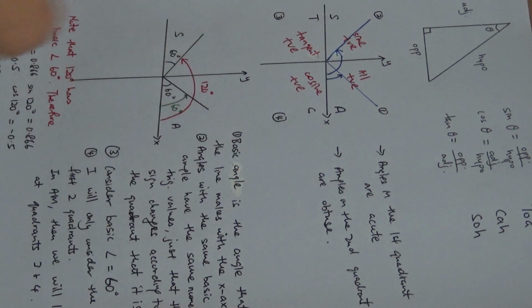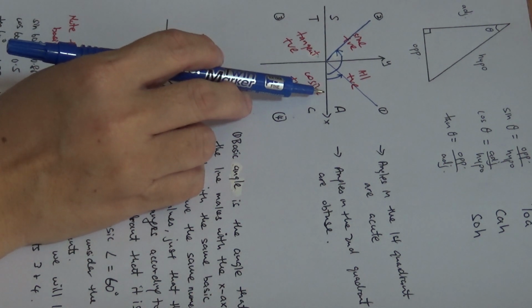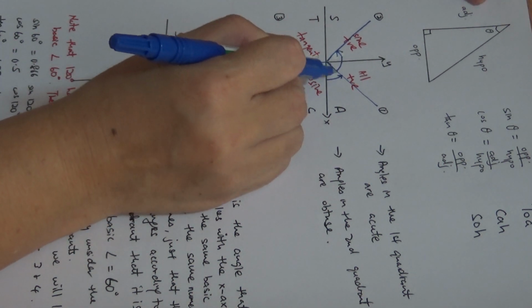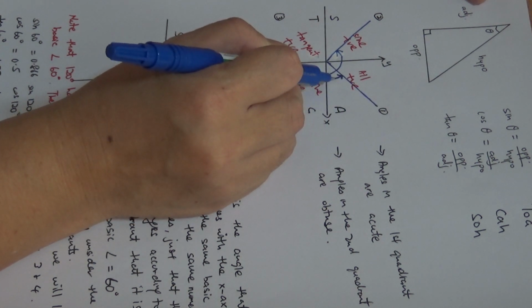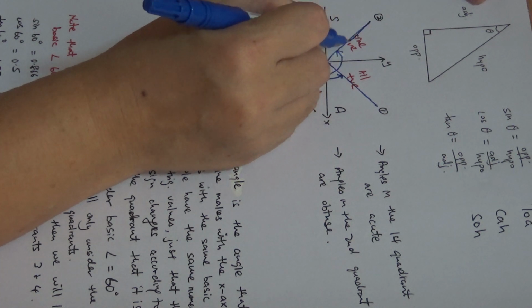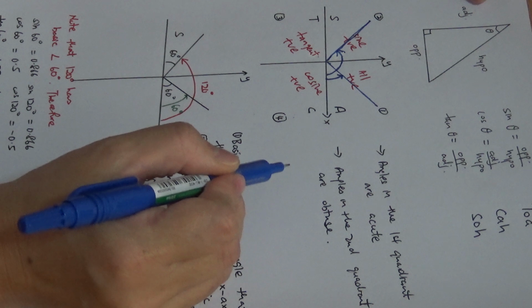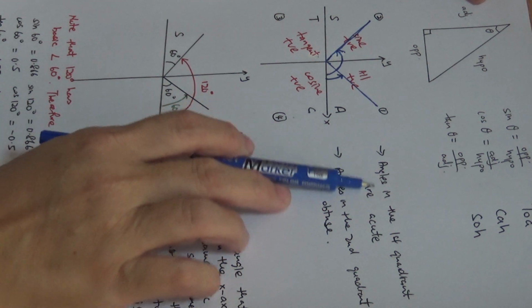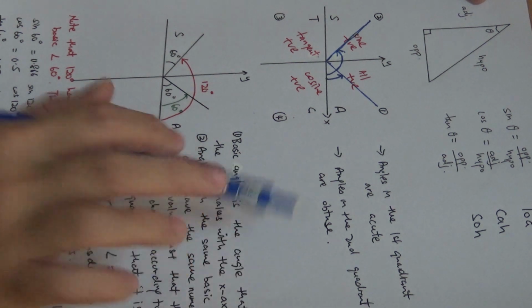Okay, now I repeat, angles are always measured from the positive x-axis. That means angles over here are measured from here to here, so they are acute angles. And angles over here are measured from here to here and they are obtuse angles. Now, that means angles in the first quadrant are acute, angles in the second quadrant are obtuse.